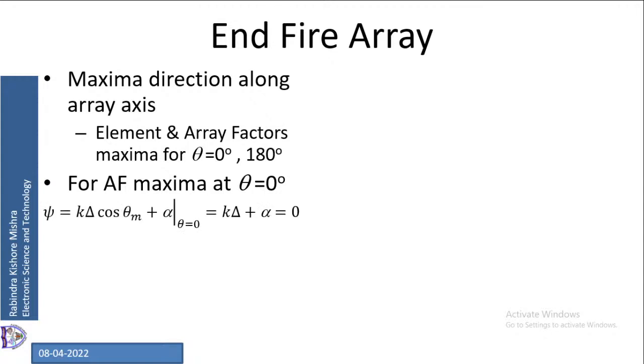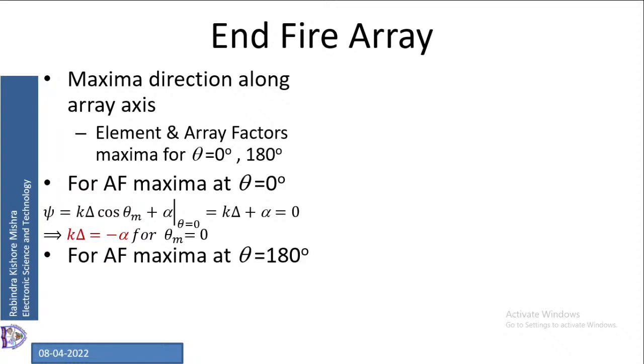So since theta is equal to 0, psi is equal to k delta cos theta m plus alpha, for theta equal to 0. That gives us k delta cos theta, and cos 0 is equal to 1. So that is k delta plus alpha is equal to 0, or k delta is equal to minus alpha for theta m equal to 0. Theta m has to be 0 for the end fire array.